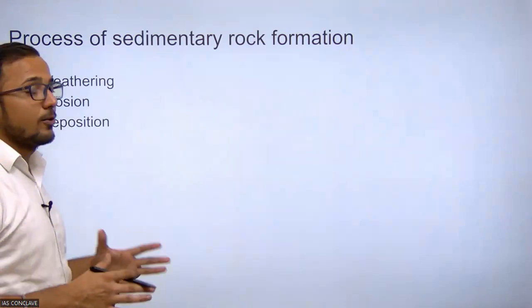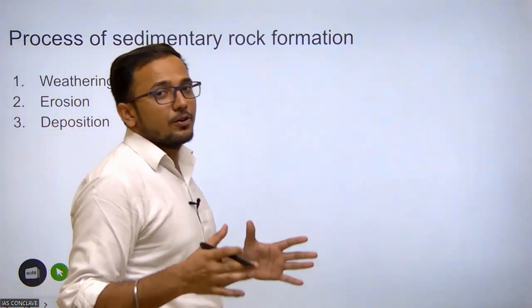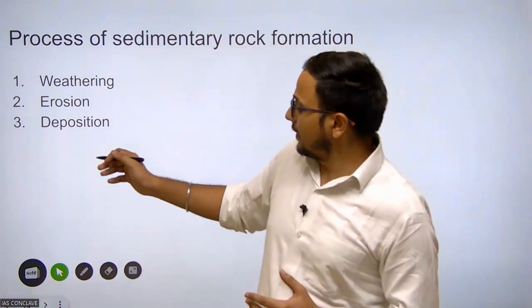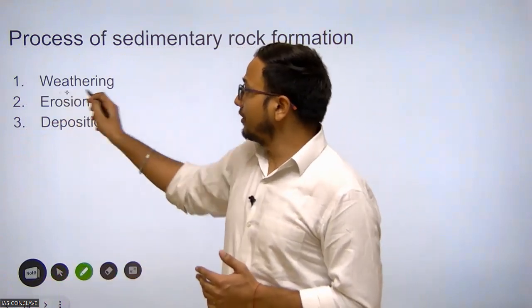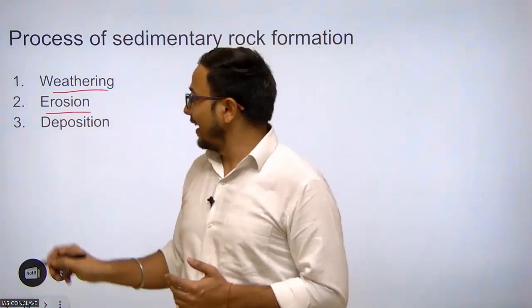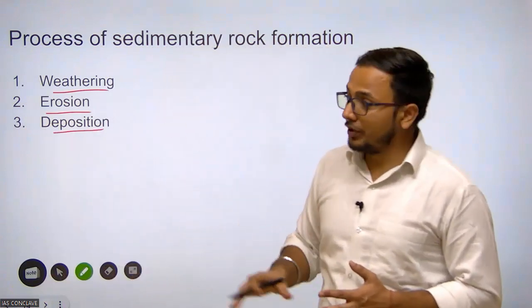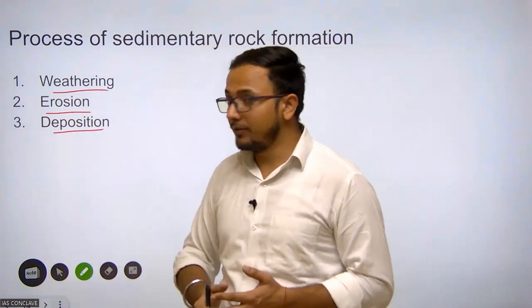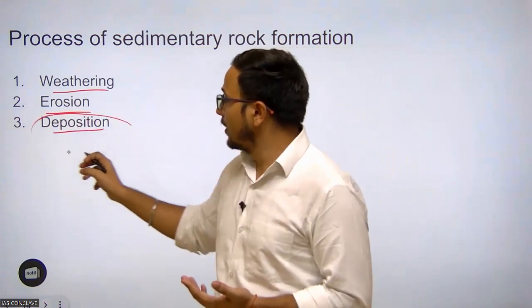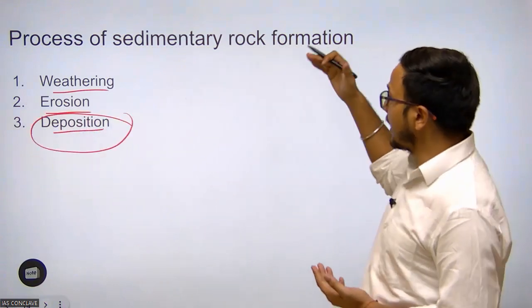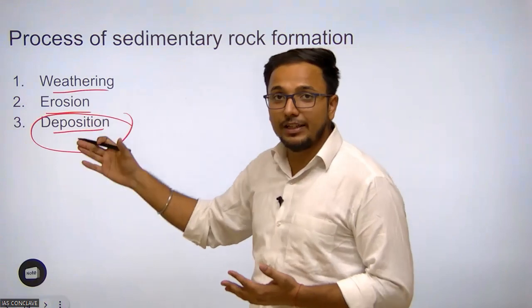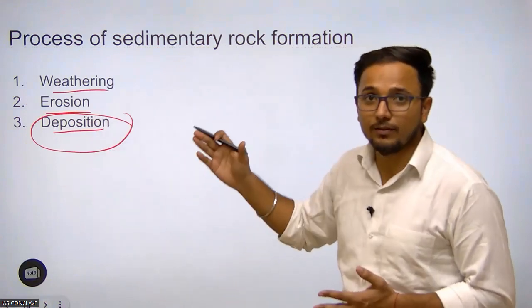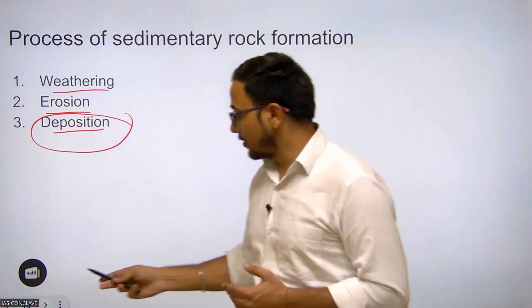Now, the process of sedimentary rock formation. What are the processes of sedimentary rock formation? There are three processes. The first is weathering, the second is erosion, and the third is deposition. Without weathering, erosion will not take place. Without erosion, deposition will not take place. So for sedimentary rock formation, all three processes take an important position.